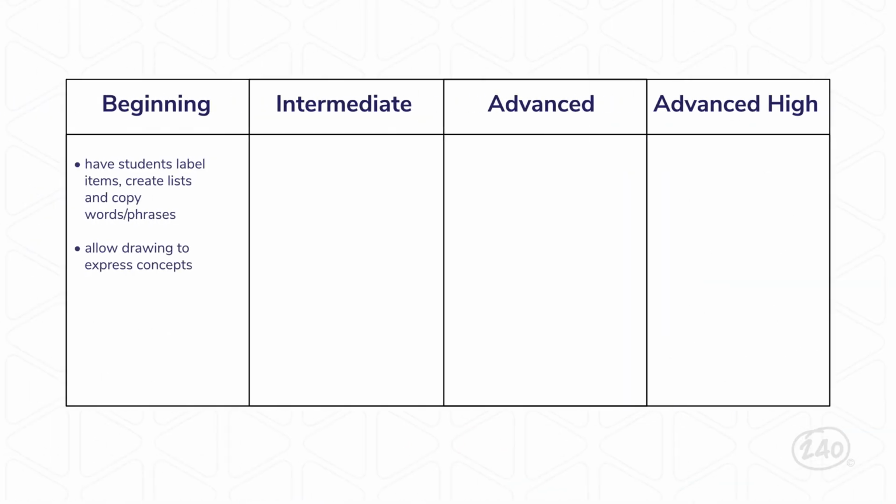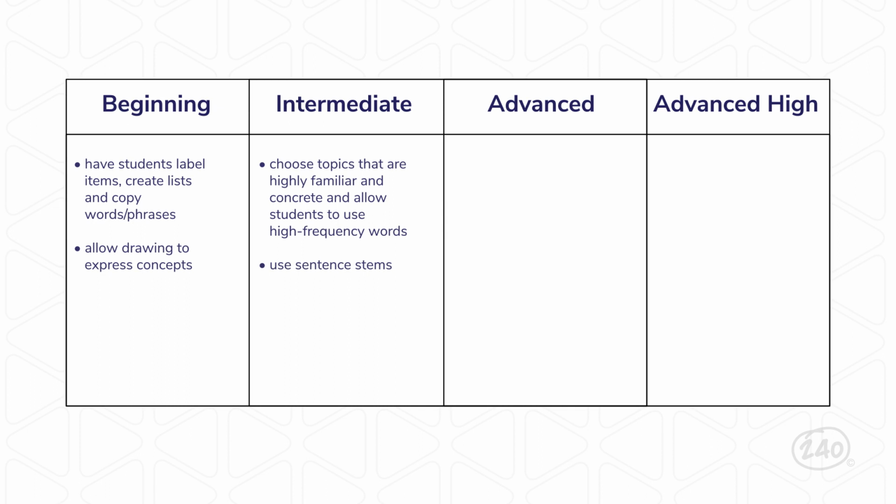As students move to the intermediate level of language proficiency in writing, they will still make errors, but they can use high-frequency vocabulary. Their writing will likely consist of loosely connected text, few cohesive devices, repetition of ideas, and descriptions that lack detail. To help them, teachers can allow students to choose topics that are highly familiar and concrete, and allow students to use high-frequency words. Sentence stems are a great tool that you might see in a question on the exam. Also, a word bank can help students in the intermediate stage.